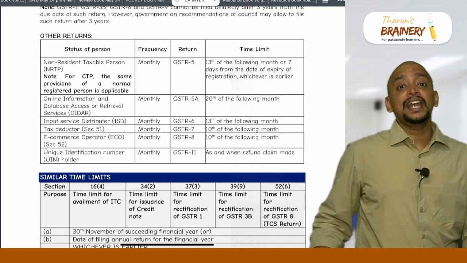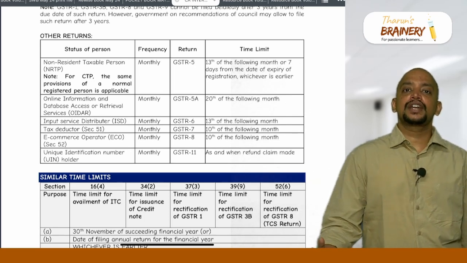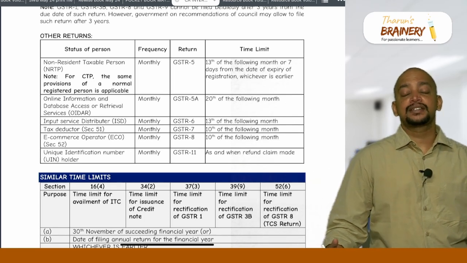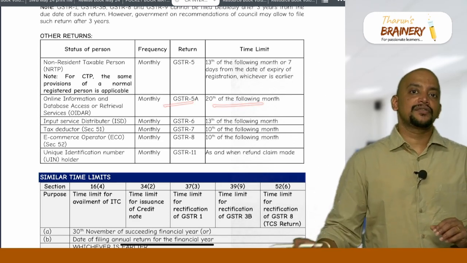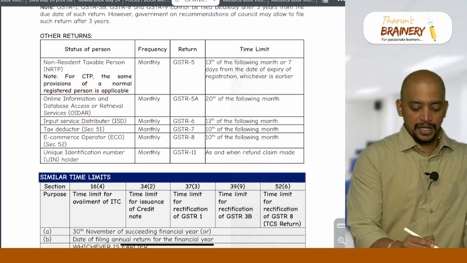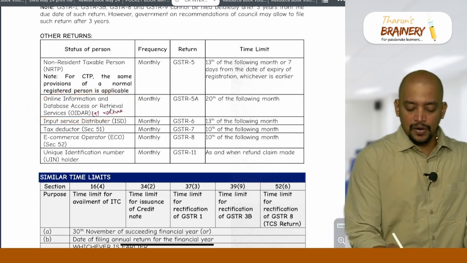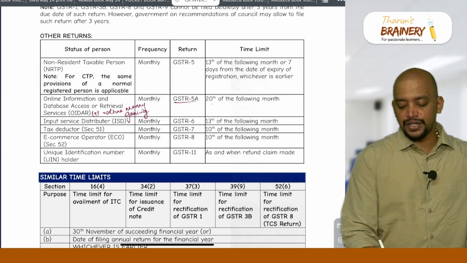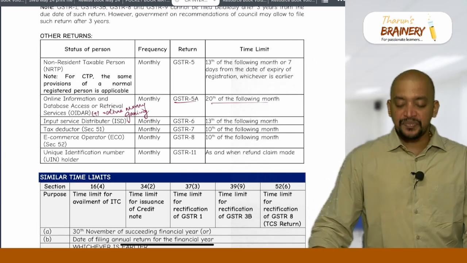Even this online money gaming supplier who is located outside India and making supply to any person in India is also required to file this GSTR 5A by 20th of the month following every month. Okay, remember OIDAR and online money gaming. These two people are required to file GSTR 5A by 20th of the following month, just like the monthly 3B.